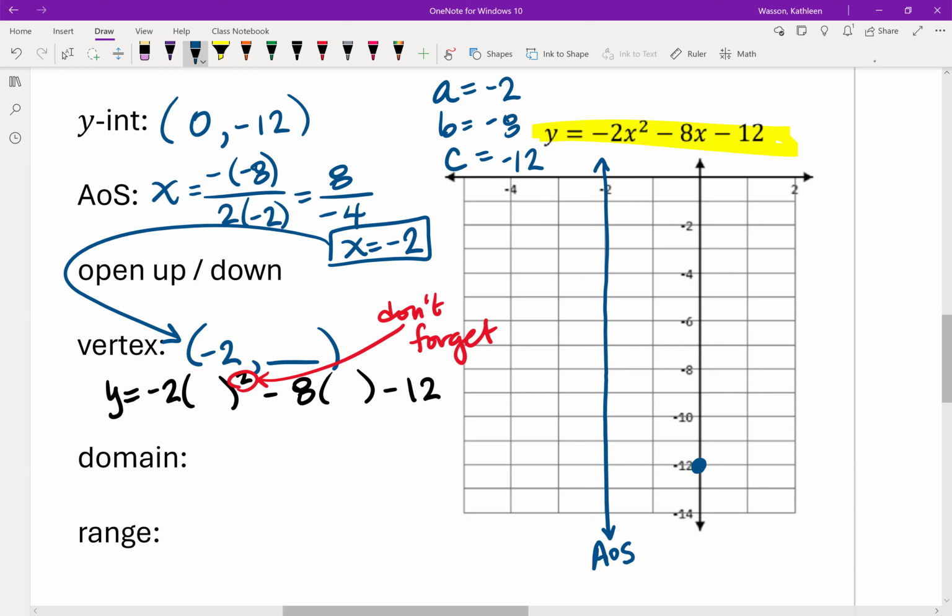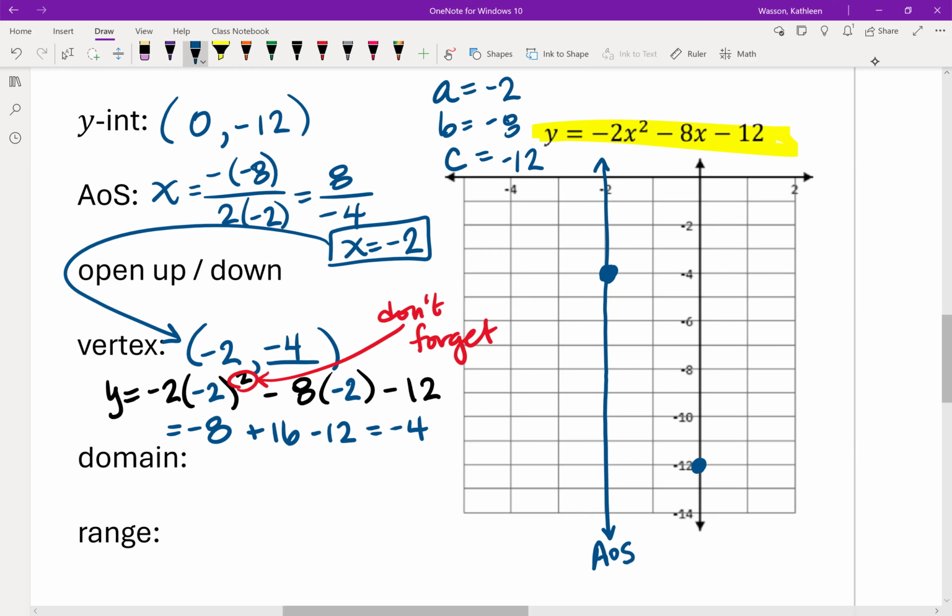I'll substitute -2 for x in each of these spaces. And when I calculate, I have -2 times -2 times -2. That's -8. And then I have -8 times -2. So that's +16. And then there's a -12 here. When I combine these, I find that when x is -2, y is -4. And I can plot that point. This is my vertex.